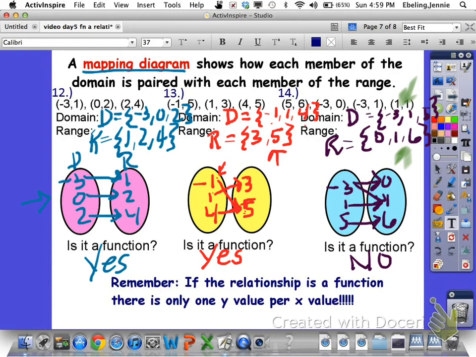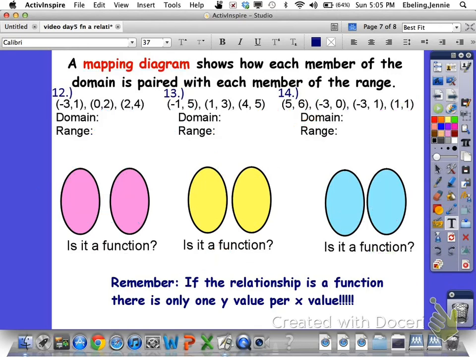In the mapping, remember on the left-hand side is your domain, so you put all your x values, but if it repeats, you don't use that repeating value, and I put in all my y values. And then I drew an arrow to the coordinating points, like -3 went with 0, but -3 also went with 1. So I have 2 arrows coming off of this -3. That's what makes this not a function. Remember, if the relationship is a function, there's only one y value per x value.